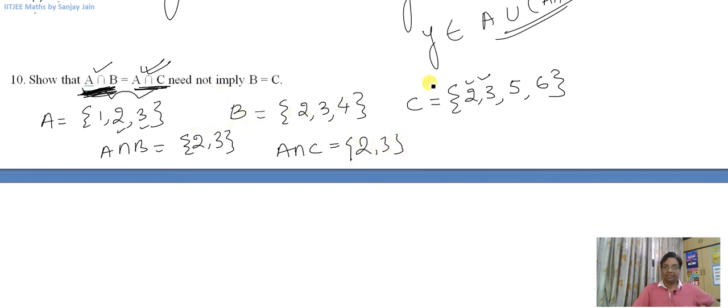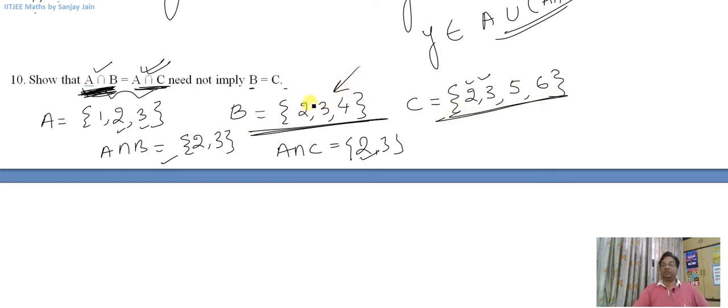Right? I have taken the sets meeting these two conditions. Now, does it imply B equal to C? No. B and C are entirely different because C has got 4 elements in it. B has got only 3 elements. So for two sets to be equal, they should have exactly the same elements, which is not true in this case. So I have shown that it does not, hence B is not equal to C here, right? So it does not imply that B equal to C.